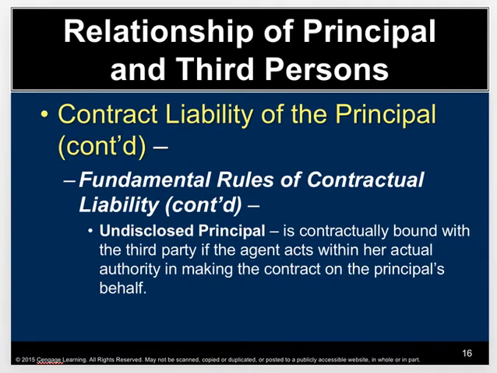If we have an undisclosed principal, again, the person doesn't know that they're dealing with an agent and doesn't know that there's a principal involved, then that undisclosed principal is contractually bound with a third party if the agent acts within her actual authority making the contract on the principal's behalf, which really makes sense, right? I mean, whether the principal is disclosed or not doesn't really matter. The only difference is that the person signing the contract on the other end doesn't know that they're dealing with a principal. If there's a breach, obviously the agent is likely to be sued in that scenario, but it doesn't make the principal any less liable under that contract.